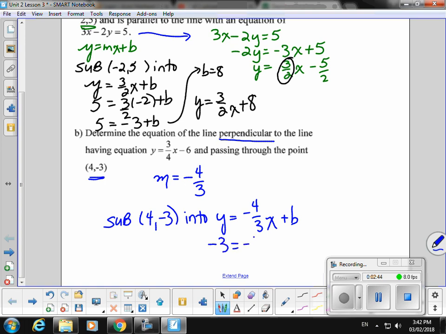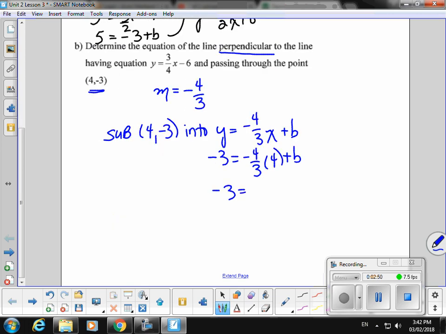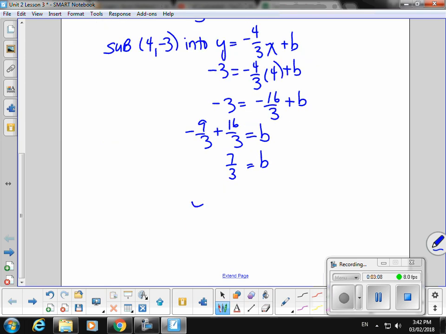-3 equals -4/3 times 4 plus b, not quite as pretty, -16/3 plus b. I'm going to add 16/3 to both sides. I found a common denominator of thirds. I have 7/3. Final answer, y equals -4/3 x plus 7/3.